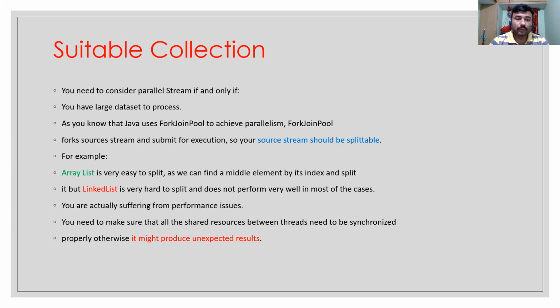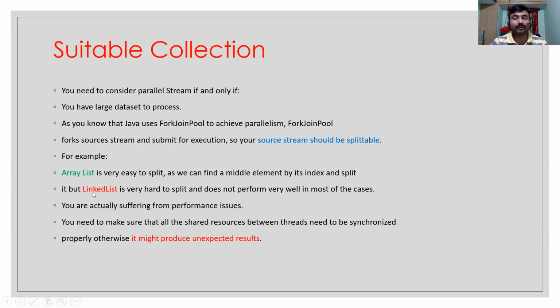For example, take an ArrayList. An ArrayList is very easy to split. How will it split? For example, if you have 10 lakh records in an ArrayList, or 5 lakh records or 2 lakh records in one collection, it can easily split however it wants. Like take the first 100, 200, 500, however it is, it will take it.